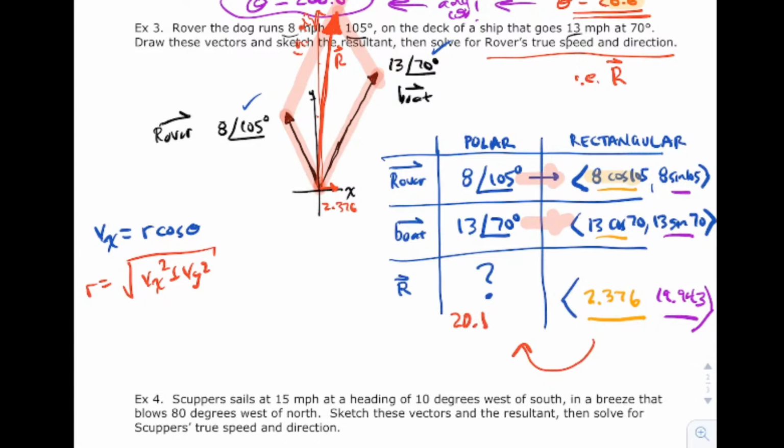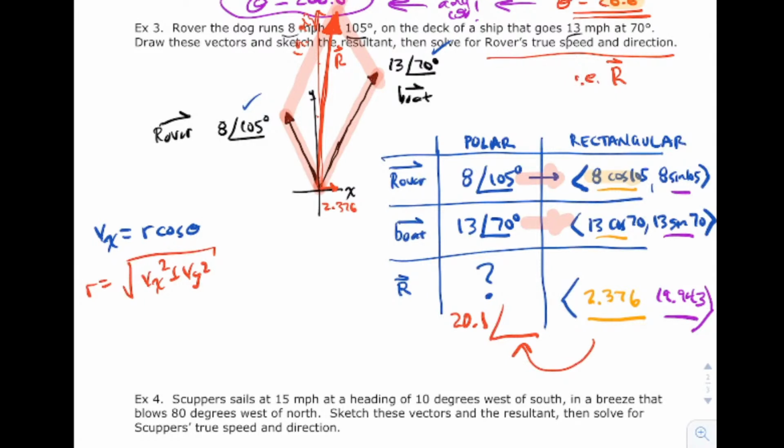3 sig figs is plenty for my final answer. 20.1. Rover's true speed is 20 miles an hour, believe it or not. That's because the 8 and the 13 are kind of lined up a little bit, right? If they were lined up perfectly, he'd be going 21 miles an hour. Boy, that's pretty close. Well, it is what it is. So he's going pretty darn fast, 20 miles an hour compared to the Earth.